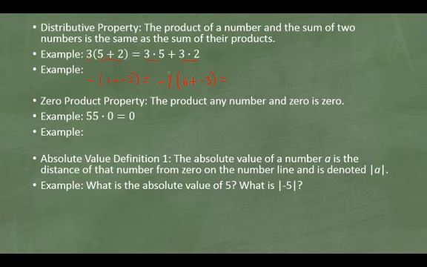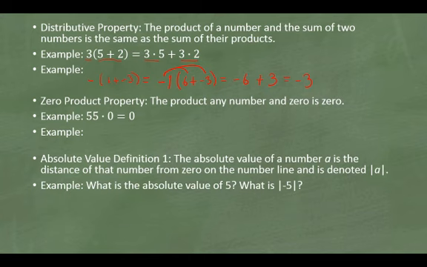We can multiply first. We could say negative 1 times 6, which is negative 6, plus negative 1 times a negative 3, which is positive 3. Negative 6 plus 3 is negative 3. So it doesn't matter the order, as long as we use the rule the correct way.